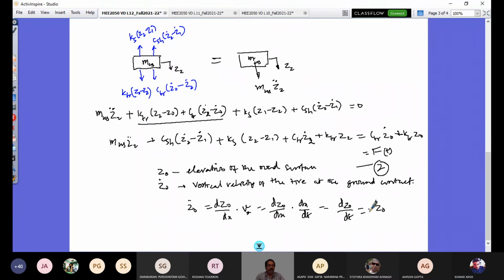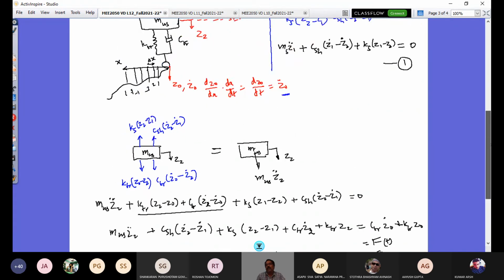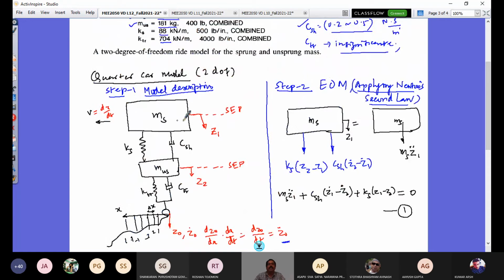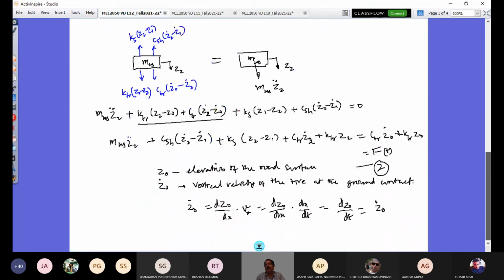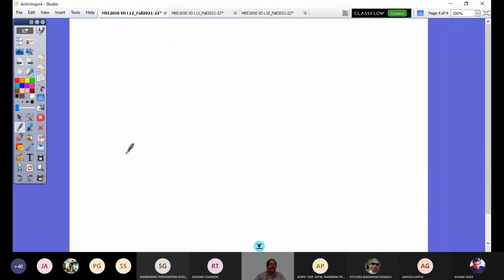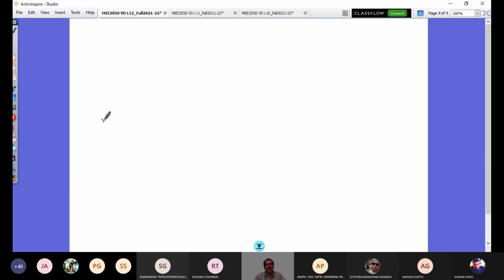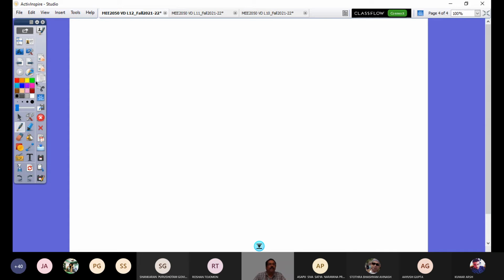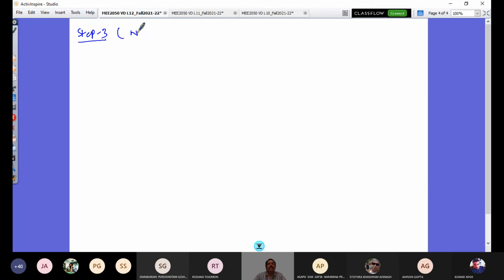Now see what is the next step. When you write your governing equation, the first step in any vibrational analysis is to describe your physical model through a lumped mass spring model like this. The second step is to get the governing equation. So we have equations 1 and 2 as the two governing equations. Now the next step, step number 3, is to look at its natural behavior. So step 3 would be finding its natural modes and amplitude ratios.